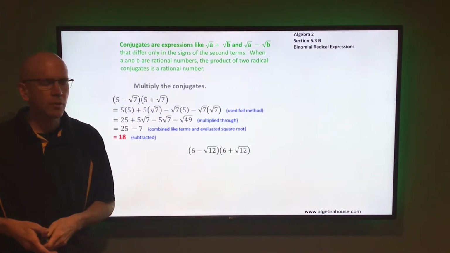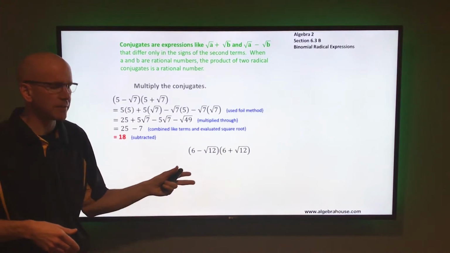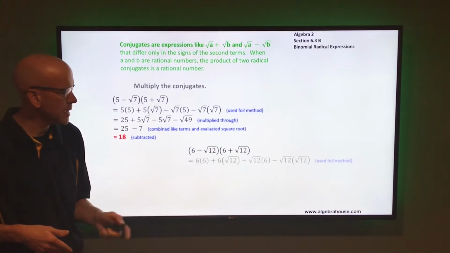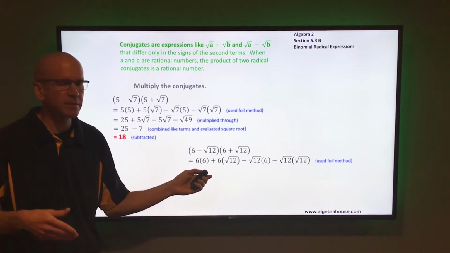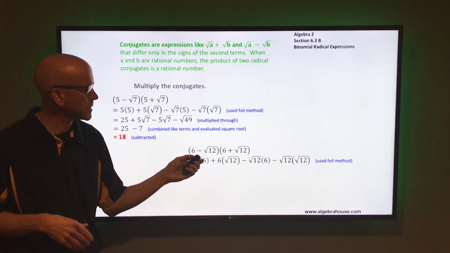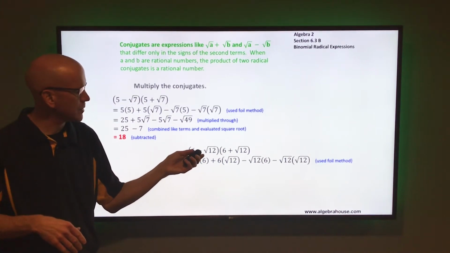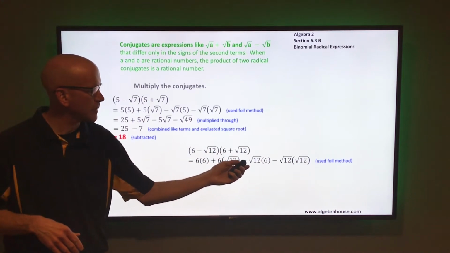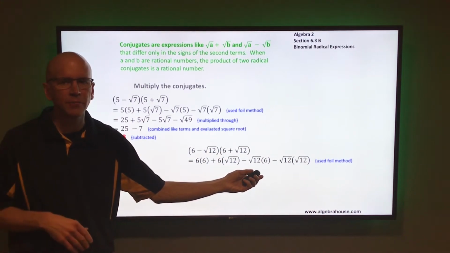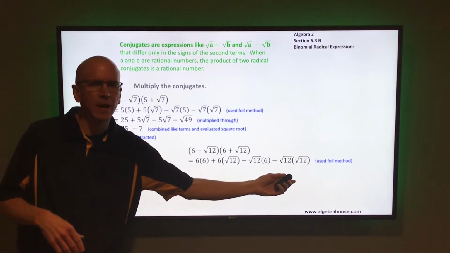6 minus the square root of 12 times 6 plus the square root of 12. Again, multiply those two conjugates using the FOIL method or distributive property. Distribute that 6 through that second set of parentheses. So 6 times 6, the first terms of the FOIL method. Then 6 times the square root of 12, those would be the outer terms of the FOIL method. Then distribute the negative square root of 12 through that second set of parentheses. Negative square root of 12 times 6, those are the inner terms of the FOIL method. And negative square root of 12 times the square root of 12, those would be the last terms of the FOIL method.